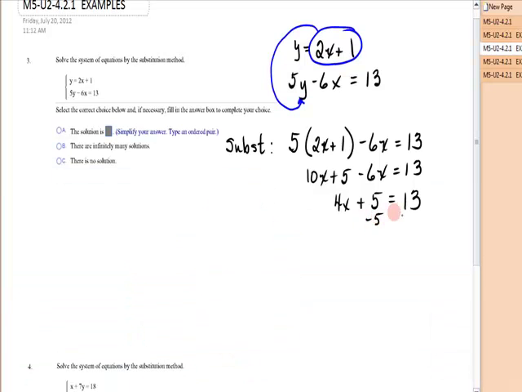Subtract 5 from both sides. 4x is 8. Divide by 4. And x is 2.